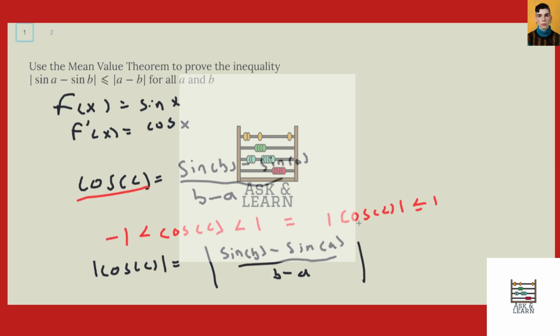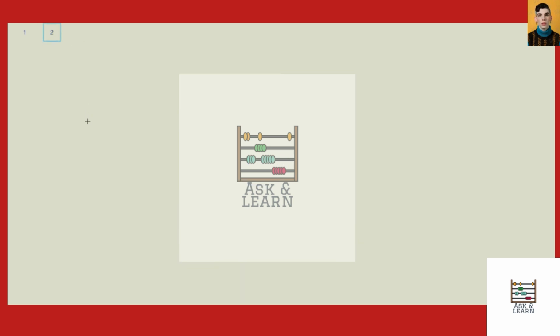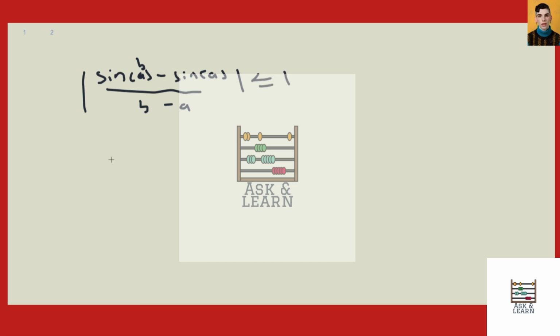Recall that the absolute value of cosine c is less than or equal to 1, so we're going to substitute that 1 into our equation. So we're going to write the absolute value of sine of b minus sine of a, all over b minus a, is less than or equal to 1. And then we're going to multiply b minus a on both sides.